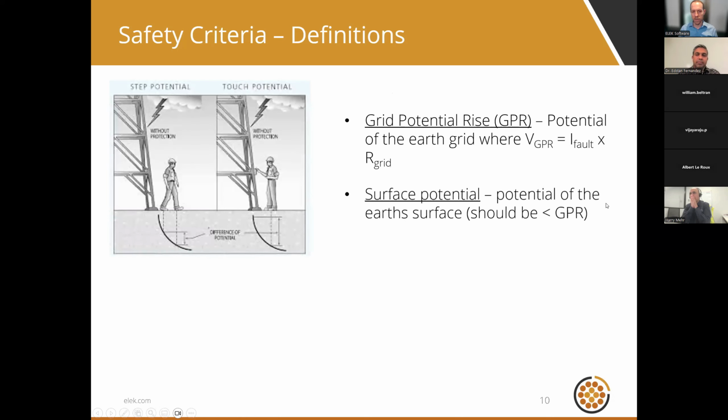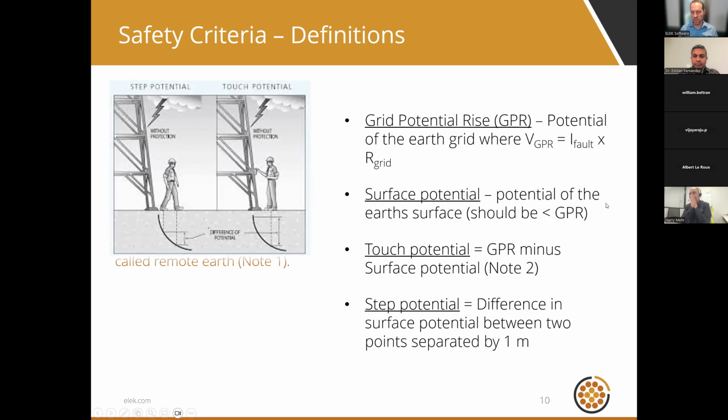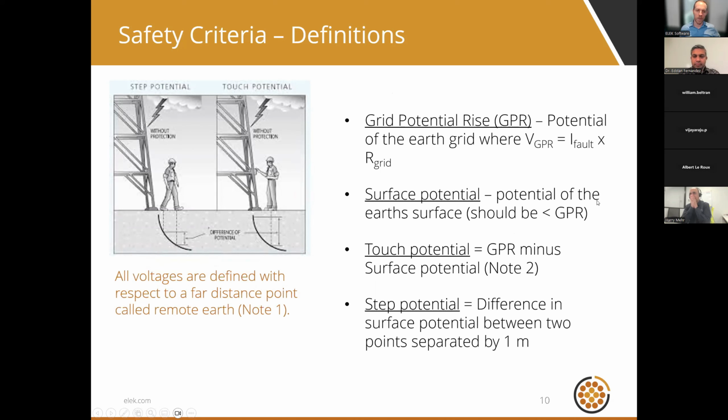Let's talk about some fundamental definitions that we need to understand when we're talking about earthing system design. Grid potential rise. During the earth fault condition, the voltage of the earthing system increases. That's a simple Ohm's law rule. The voltage of the earth grid, which is defined as earth potential rise, or grid potential rise, is simply the fault current times the resistance of the grid.